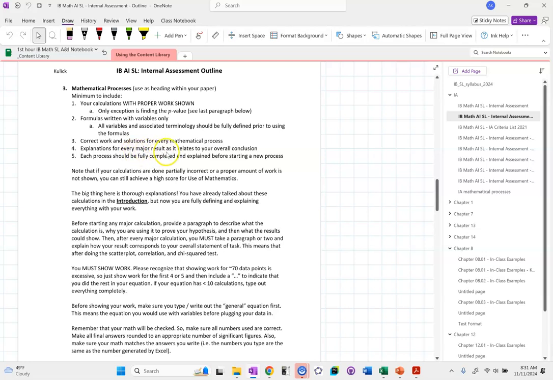Explanations for every major result as it relates to your overall conclusion. And each process should be fully completed and explained before starting a new process. That means don't jump back and forth between doing two things. Like if you're going to do your chi-squared test, that means you would have had to calculate your means before that, right? Or if you're doing a standard deviation, you need the mean. You have to do the mean before you do the standard deviation. You can't be inside of the standard deviation calculation, then talking about calculating a mean, and then going back to the standard deviation after you've calculated. You know what I mean, guys?